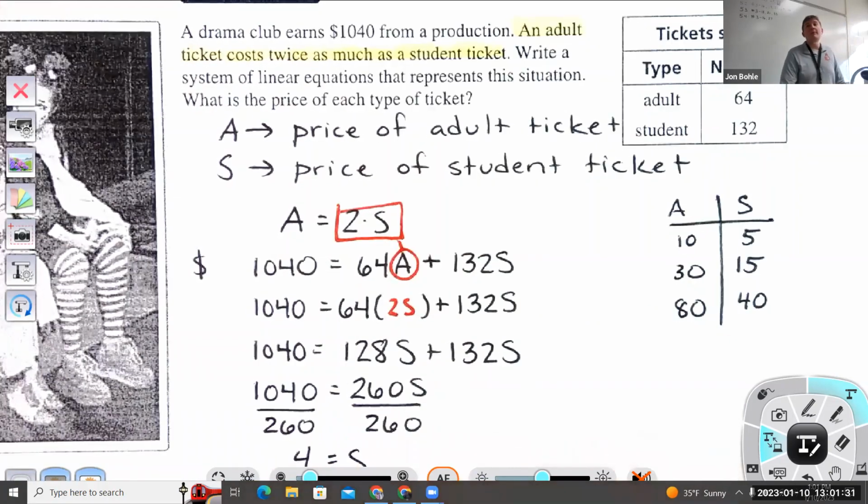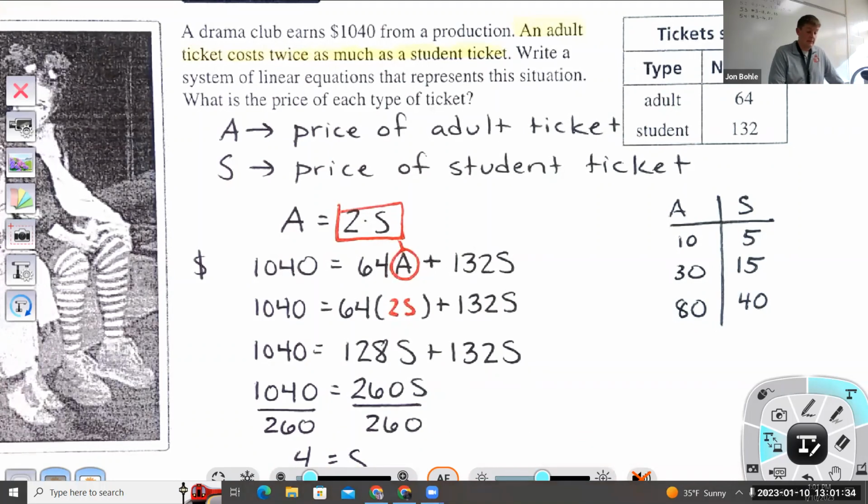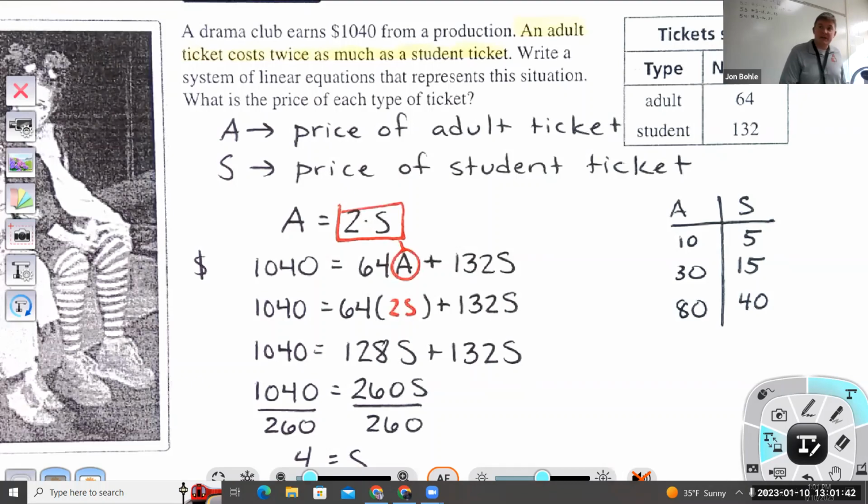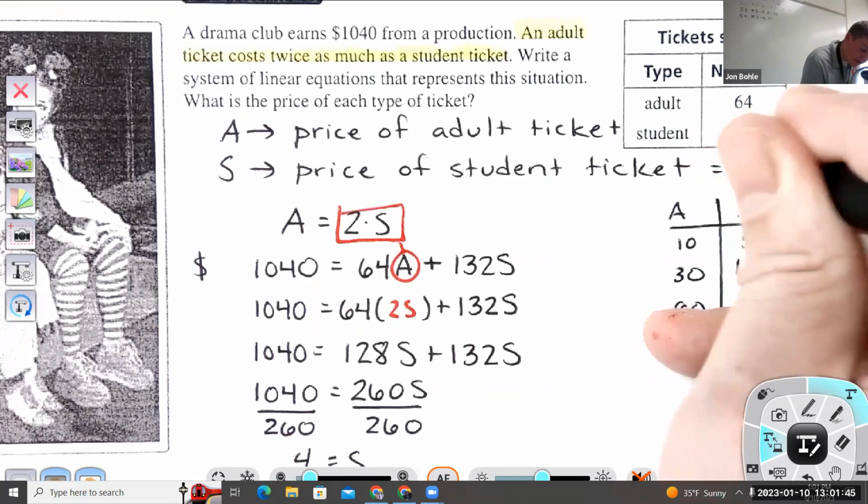So S equals 4. What does S equals 4 mean? Yep, a ticket for a student is equal to $4.